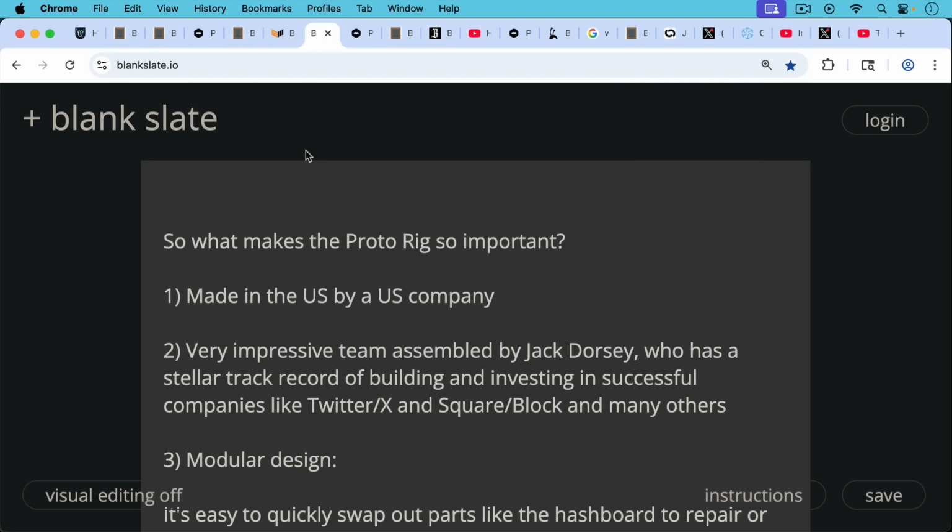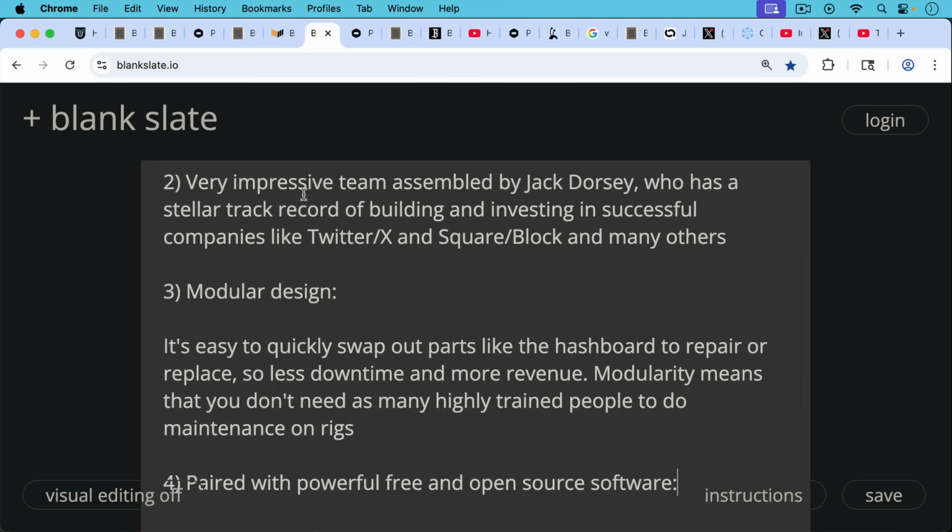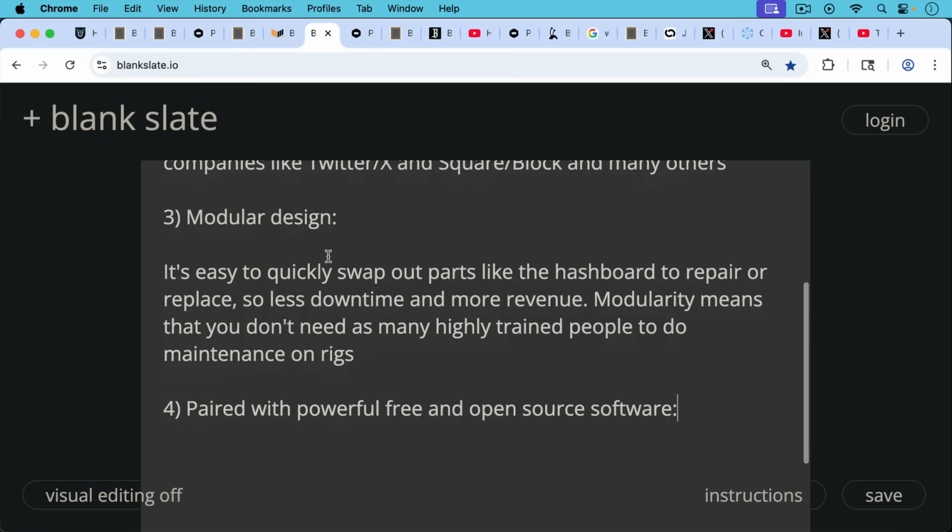So what makes the Proto Rig so important? As we've been discussing, number one, made in the US by a US company. That's a good thing to see in terms of geopolitical diversification. Number two, a very impressive team assembled by Jack Dorsey, who has a stellar track record of building and investing in successful companies, obviously like Twitter, X, Square, Block, and many others. Number three, modular design as well for these Proto Rigs. It's easy to quickly swap out parts like the hashboard to repair or replace, so you end up having less downtime and more revenue from mining. This sort of modularity means that you don't need as many highly trained people to do maintenance and cleaning on rigs as well, as you can imagine.